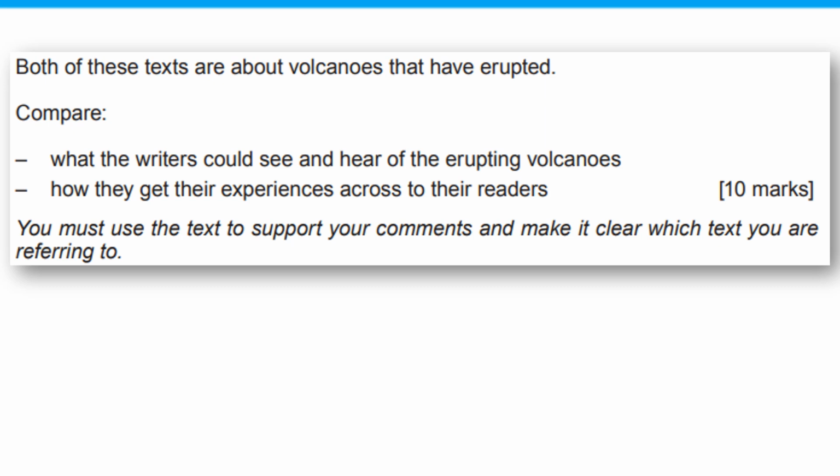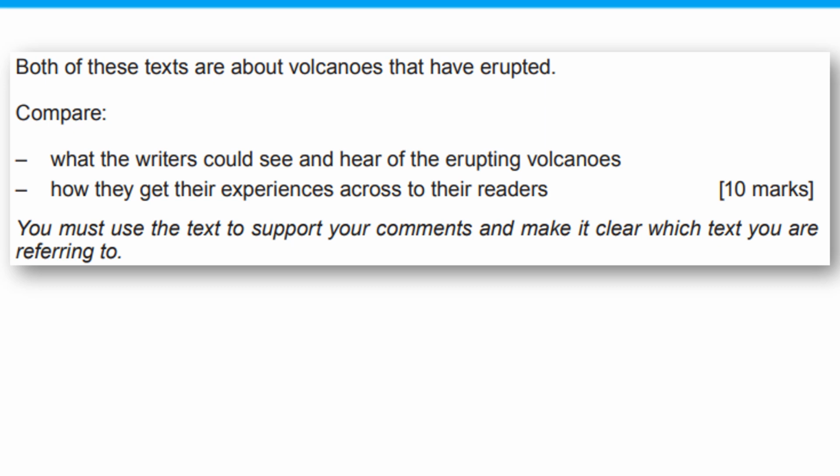The final question is the comparison task, and the weird thing about it is that despite the fact that the question will include the word compare, you don't actually need to compare. It's perfectly fine to say 5 things about each text without the need to link them together. Odd, I know, but there are no marks for making insightful similarities or differences.